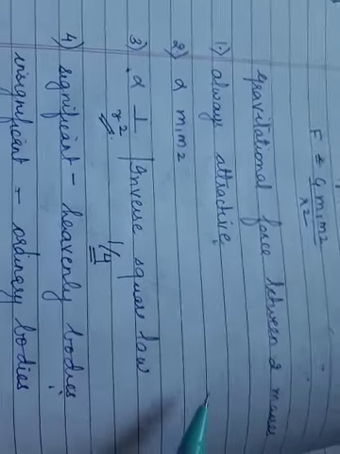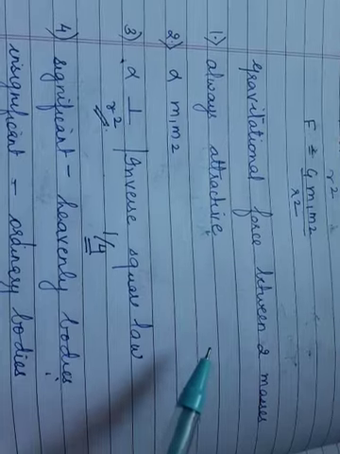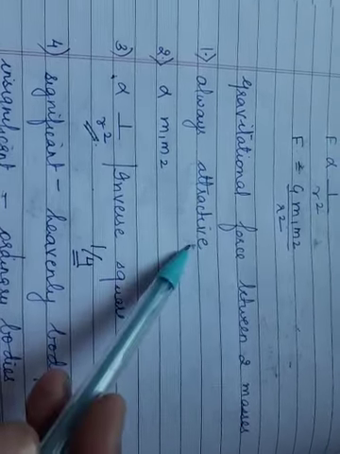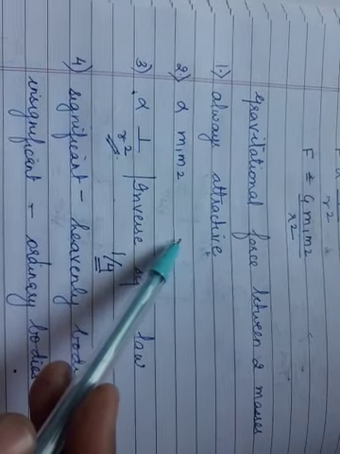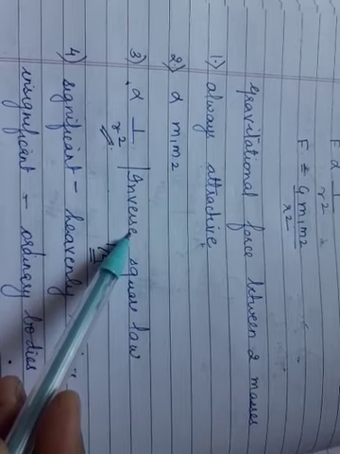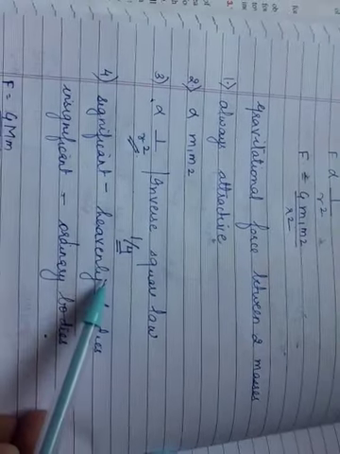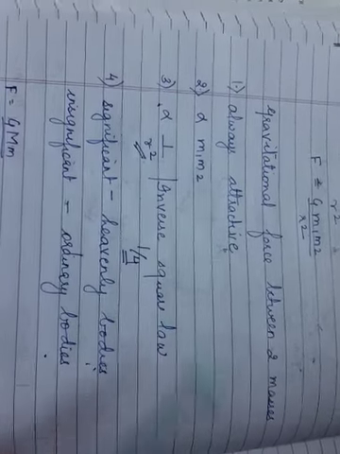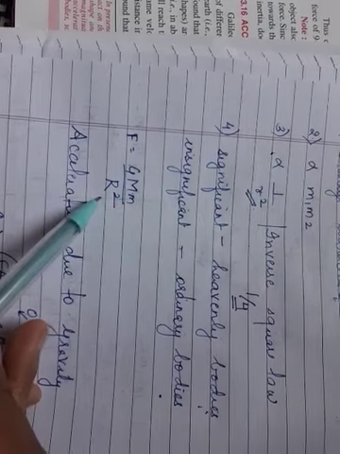It is important to note that the gravitational force between two masses is always attractive, directly proportional to the product of the masses, inversely proportional to the square of the distance between them, and significant for heavenly bodies and insignificant for ordinary bodies. So finally we say that F equals G m1 m2 upon r square.